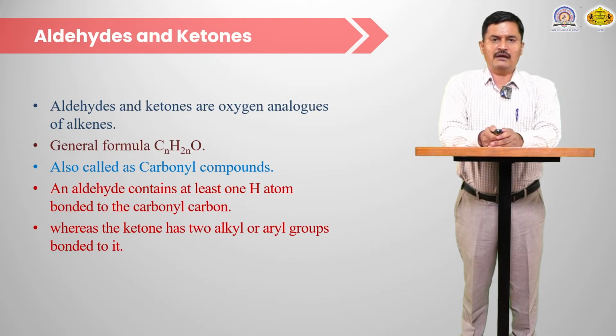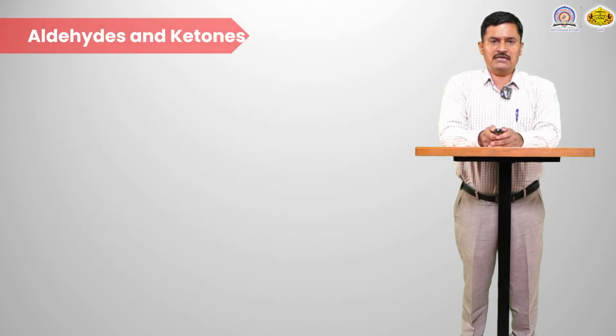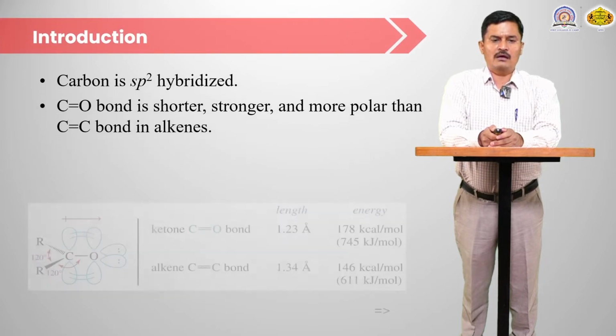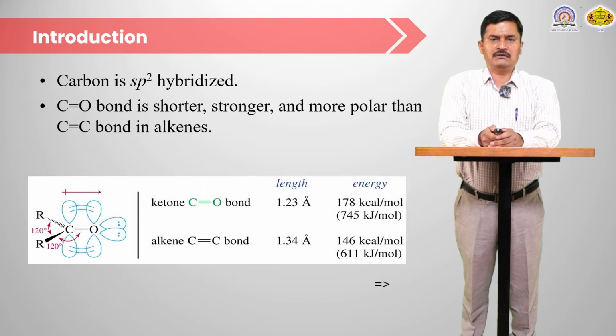Aldehydes contain at least one hydrogen atom attached to the carbonyl carbon, and in the case of a ketone, R groups are present on both sides of the carbonyl carbon. For example, carbonyl carbon means the carbon-oxygen double bond. On this oxygen there are two lone pairs of electrons. Aldehyde general formula RCHO, and ketone general formula RCOR. The carbon is sp2 hybridized. In alkenes the hybridization is also sp2, and in aldehydes and ketones the hybridization of the carbonyl carbon is also sp2.